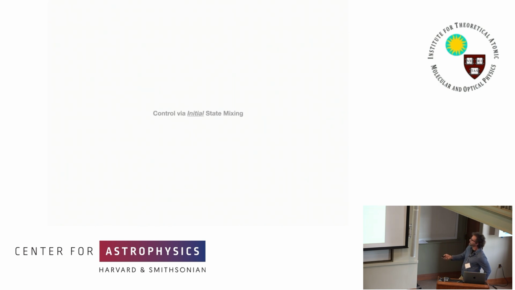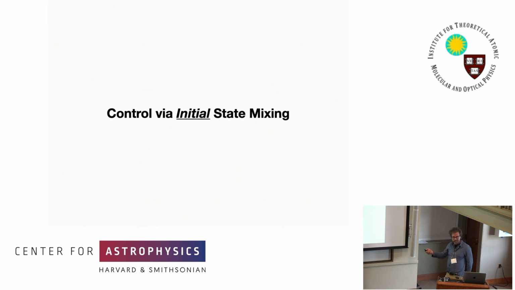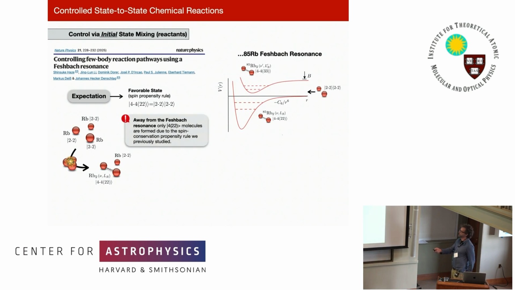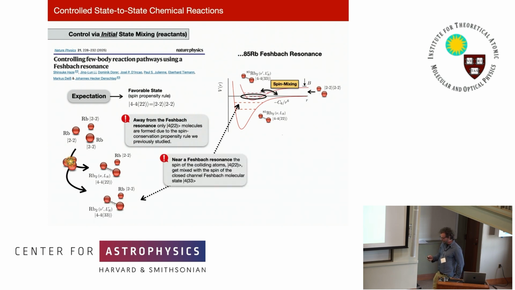Right? In the first case, controlling the mixing in your initial state is the case where Johannes presented near the Feshbach resonance, right? Our theory expectation was that away from the Feshbach resonance, the atoms, this is the favorable state, right? It was the same state that the atoms are in, right? But when you bring the system close to the Feshbach resonance, now you're going to get this mixing with the closed channel molecular state that has, in this case, a spin 4 minus 4, 3, 3. Okay?